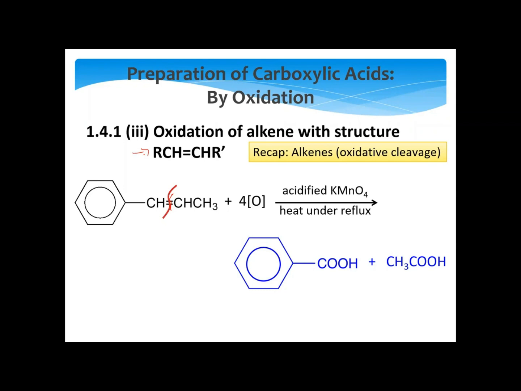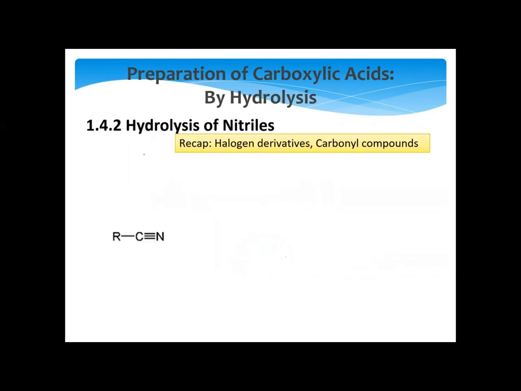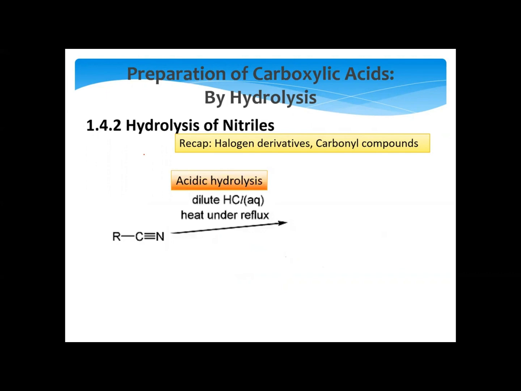So with that, we have finished up the part on how to prepare carboxylic acid using oxidation. We can oxidize primary alcohol and aldehyde, alkyl benzenes, as well as certain alkenes to give you carboxylic acids. The next way to prepare carboxylic acids will be by hydrolysis. So we have hydrolysis of nitriles, C≡N nitrile group. Under acid hydrolysis, if you use dilute HCl, heat under reflux, you can convert the CN group to COOH.